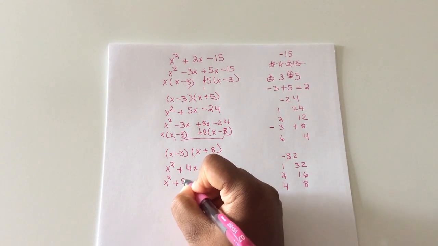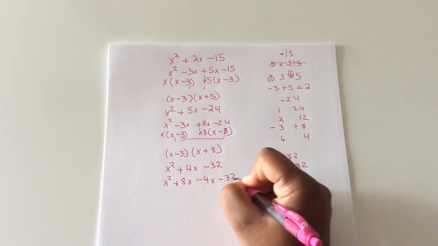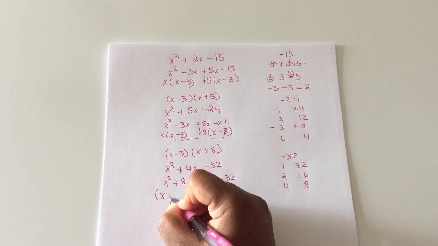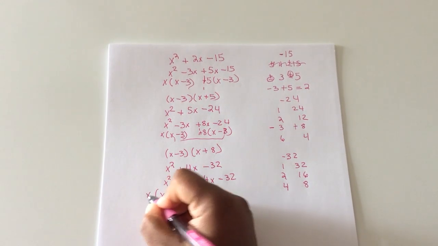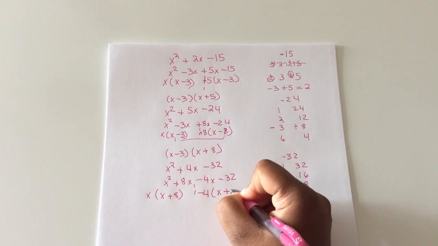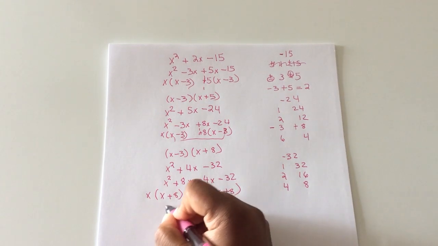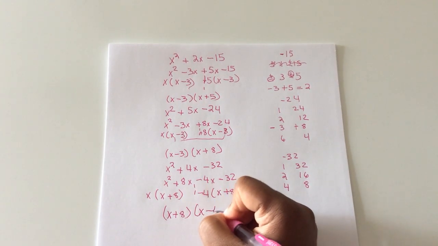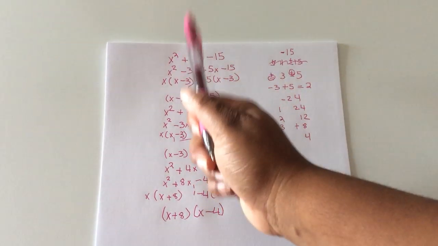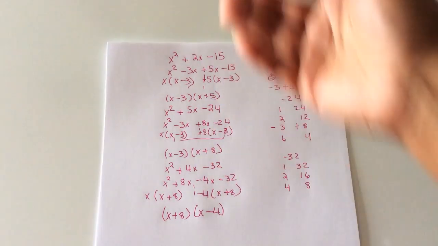So x squared plus 8x minus 4x minus 32. Split it down the middle. We have x plus 8 with the x up front. We take out a minus 4, and we have the x plus 8. Then it's x plus 8 times x minus 4. Those are just three examples of when our middle term is a positive number and our last term is a negative number.